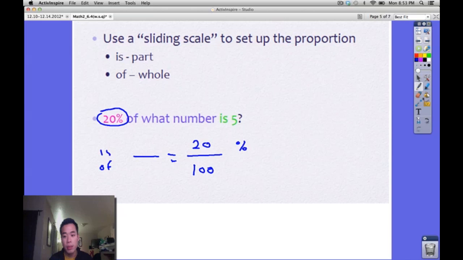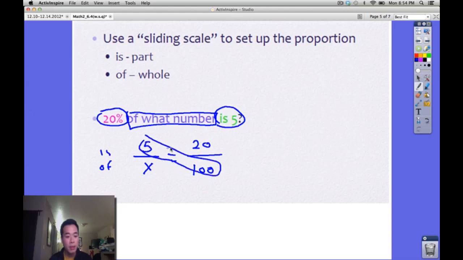You don't need to write the percent sign once it goes over 100. 20 over 100 is the same thing as saying 20%. Of what number? There's no number next to of, so I know that needs to go x. Is 5, I'm going to circle that. There we go, it goes right there. So is over of equals percent over 100. So cross multiply.